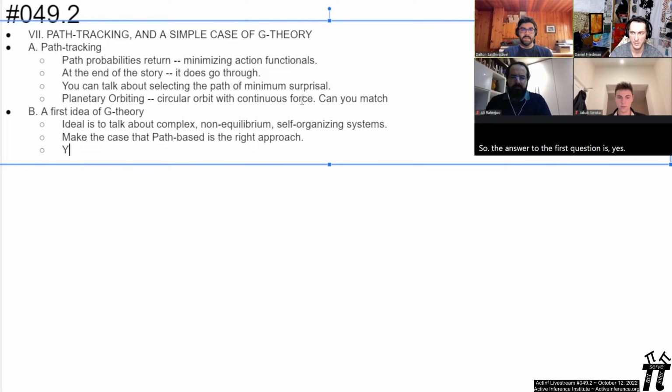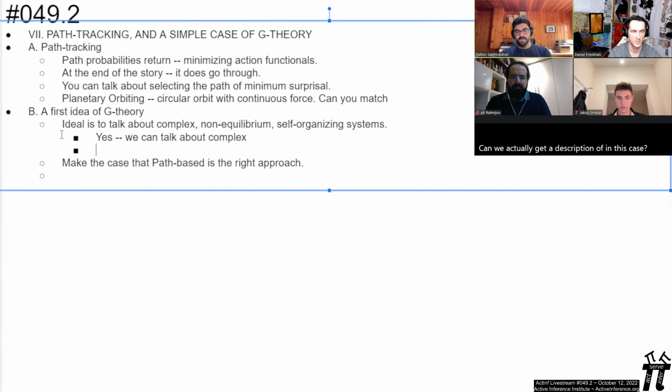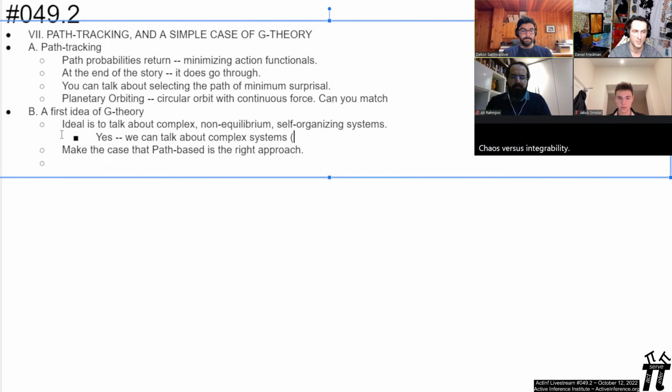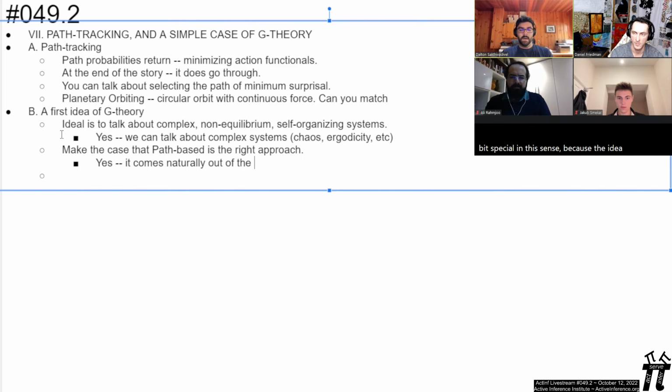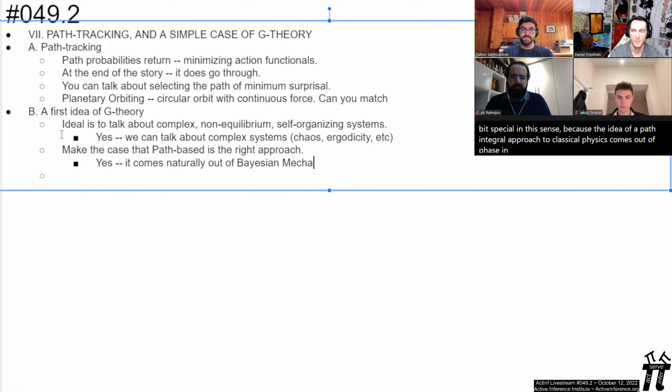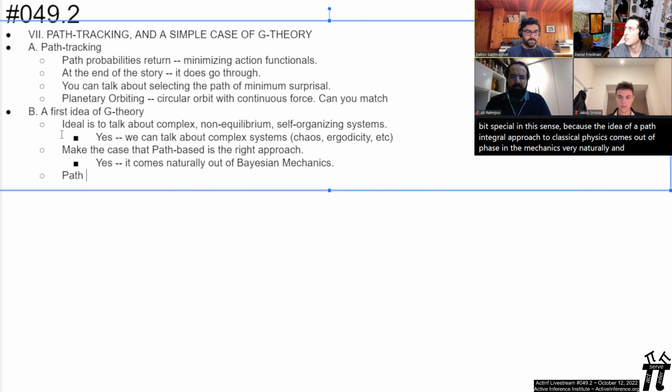And implicitly, that supports the second aim, because it says, okay, not only can we actually get a description of, in this case, chaos versus integrability, or ergodicity versus non-ergodicity, but also that it comes out of the path-based formalism very naturally. And in a way, Bayesian mechanics is a little bit special in this sense, because the idea of a path integral approach to classical physics comes out of Bayesian mechanics very naturally. And the results in this setting come from that path integral approach.